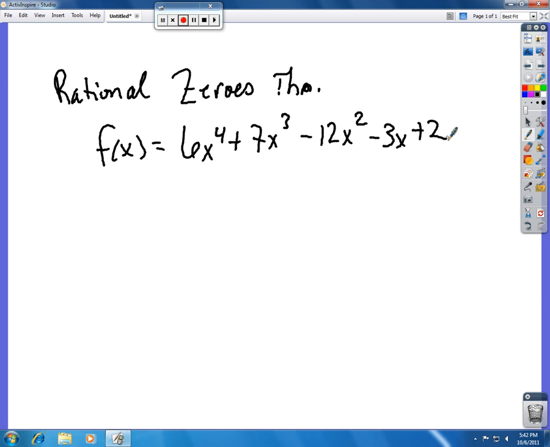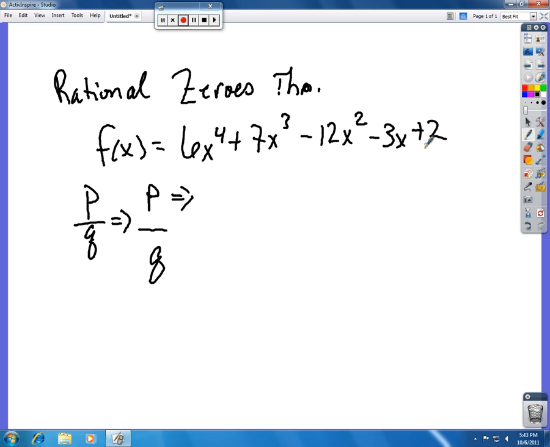And what we're trying to do is find some rational number, which rational is a fraction, some rational number p over q, that is a zero of this polynomial. And what the book will tell you is how to decide what potential rational numbers could work for this. You just need to follow these two simple rules.